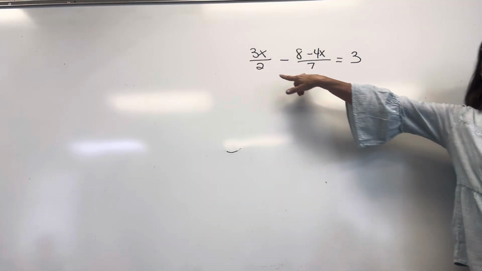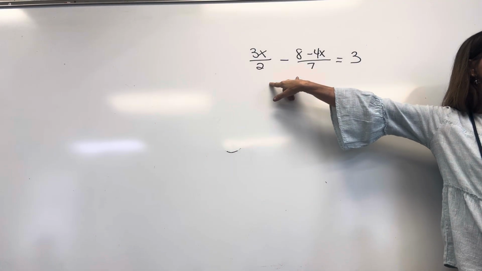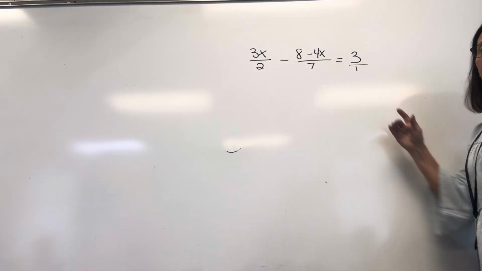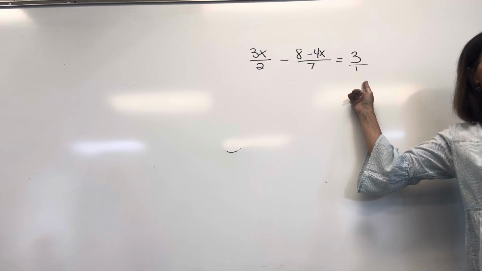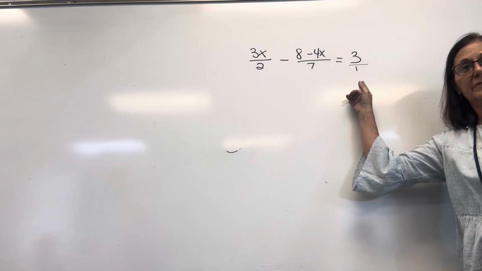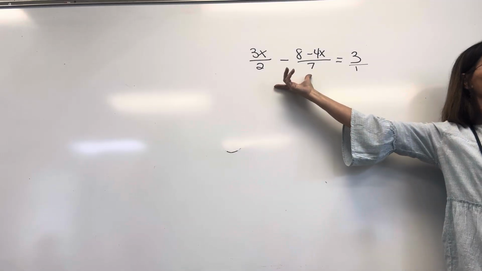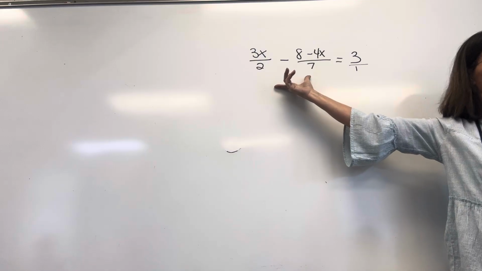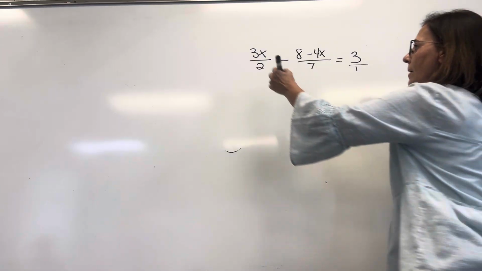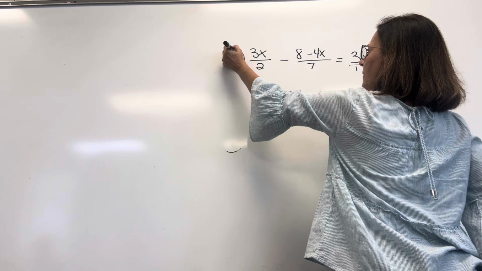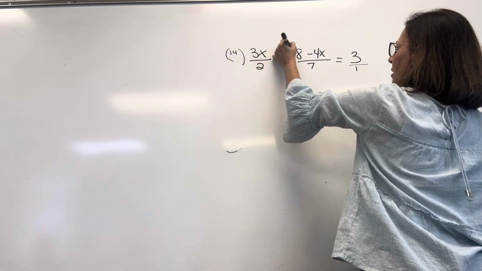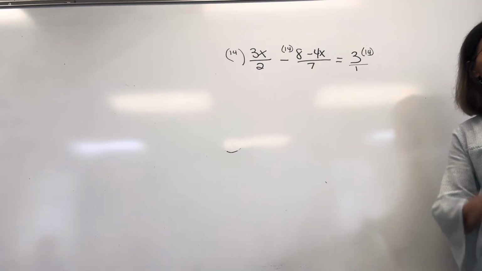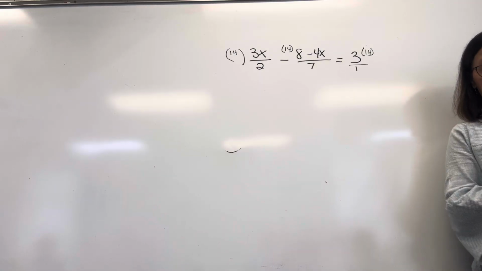I only have 2 denominators here. But really I have 3, because anything over 1 is itself. So I look at 2 and 7. What is the least common multiple? 14. So I'm going to multiply every term by 14. Every term. Even the 3 on the right hand side. Multiplying by 14.